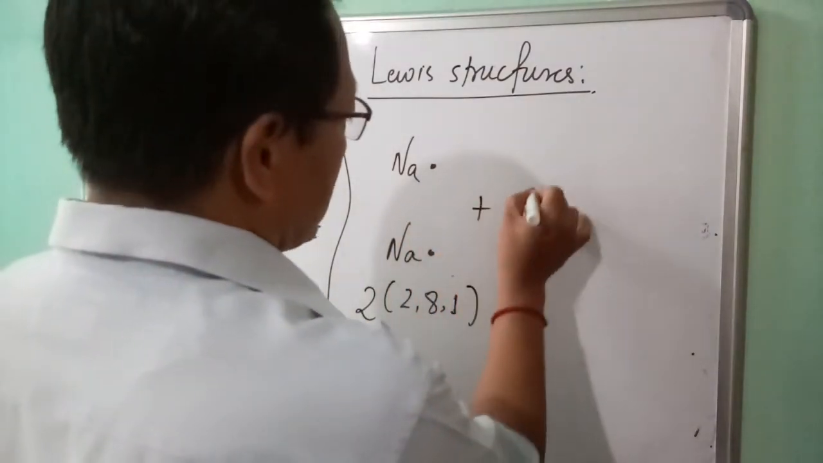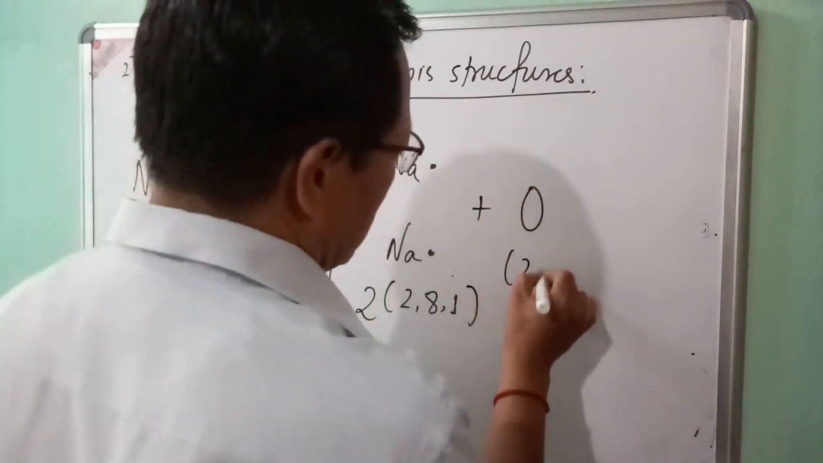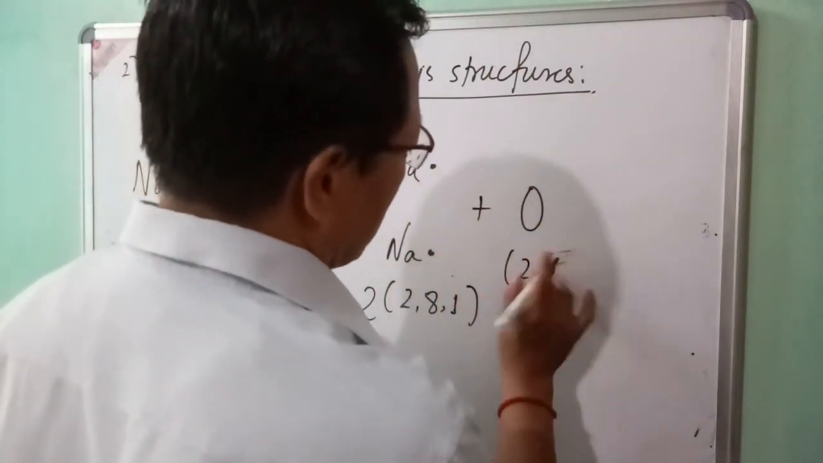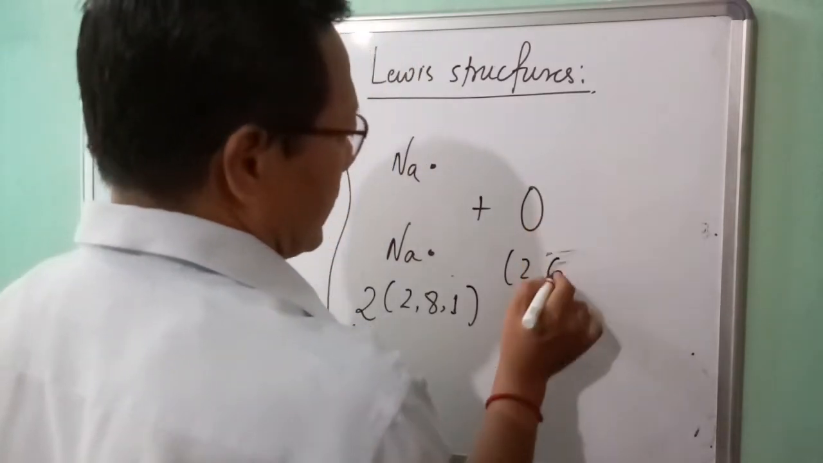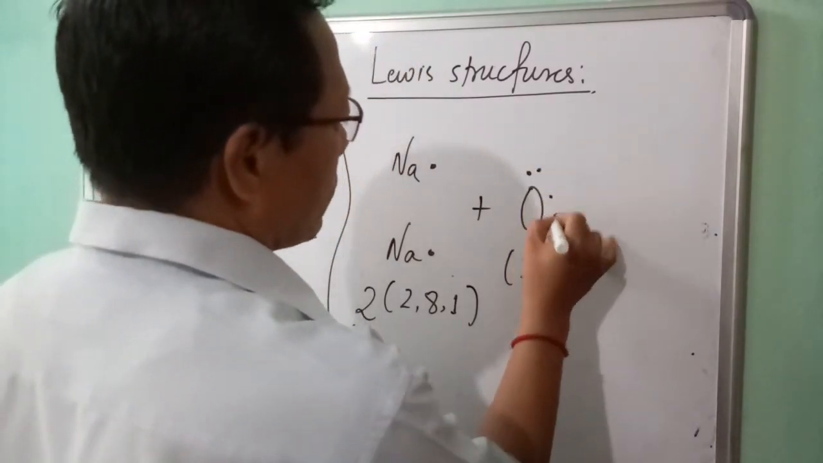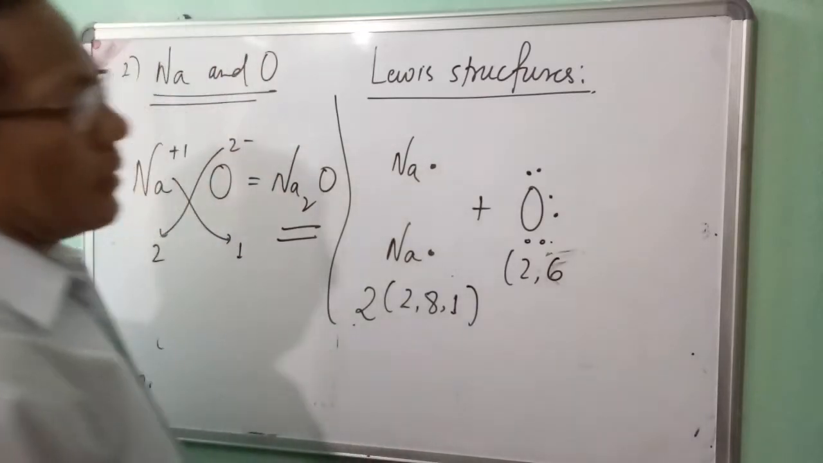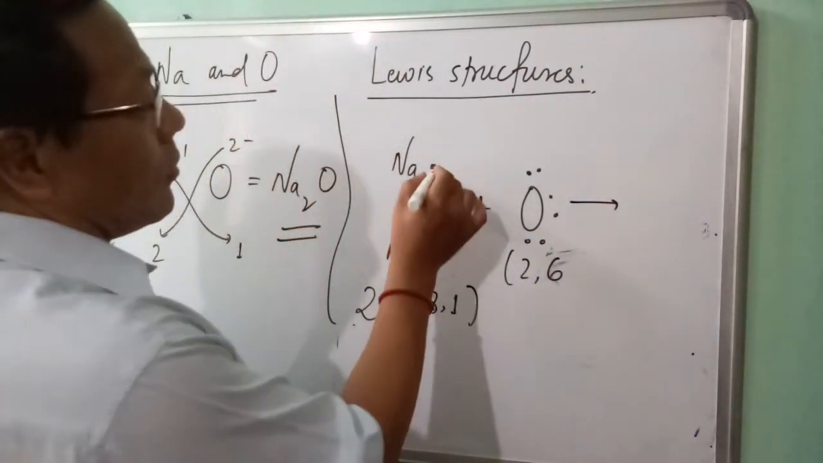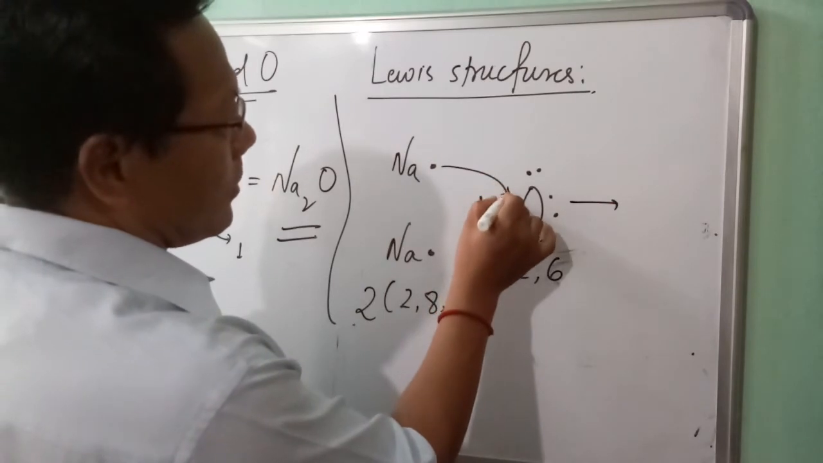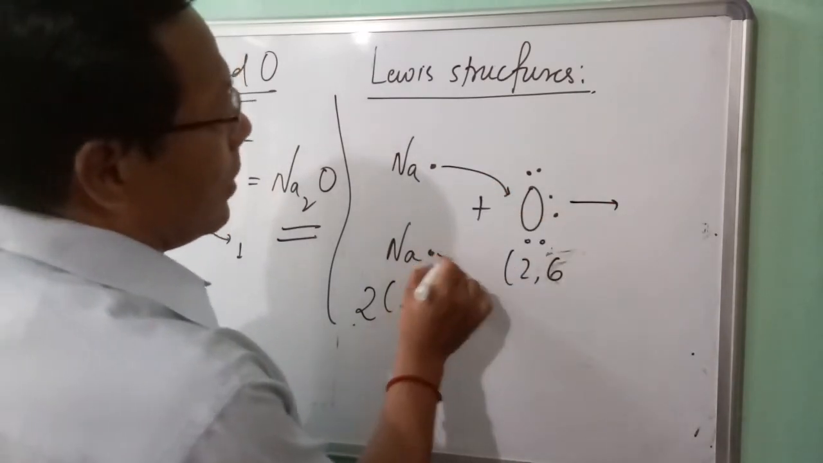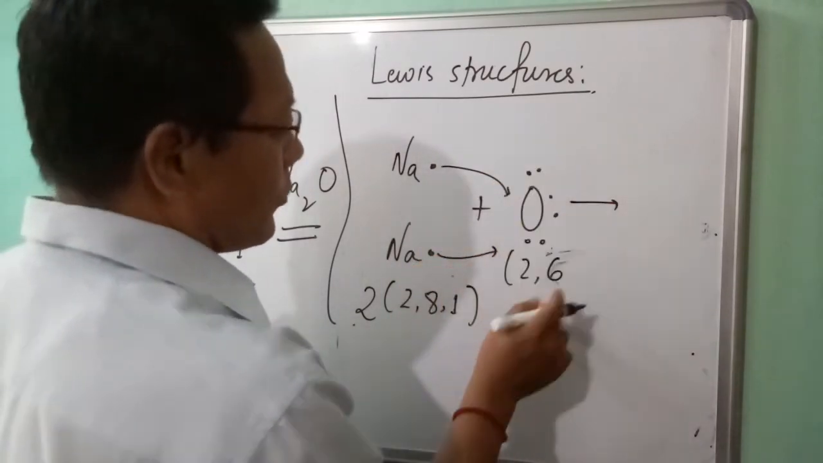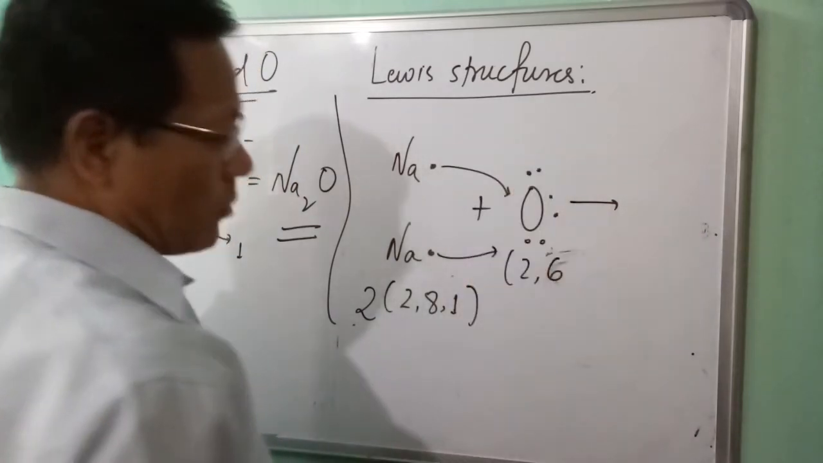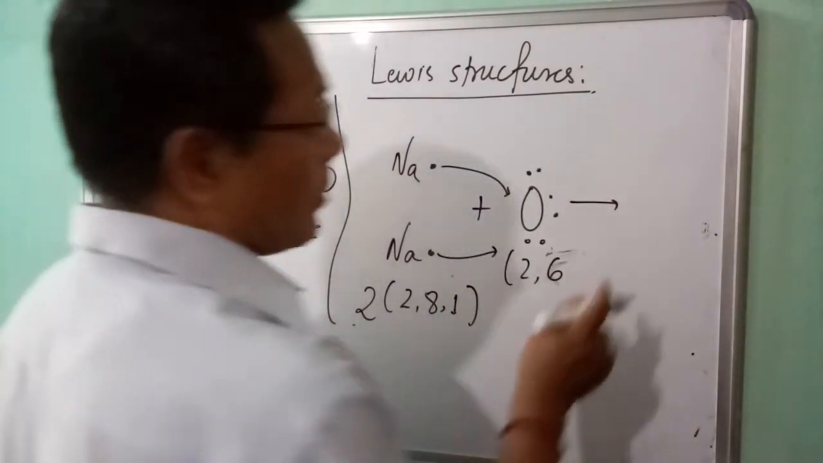And let's draw the Lewis structure of oxygen. Oxygen is 2, 6, so it has 6 valence electrons, and we put the dots. Sodium will lose 1 electron to get the stable configuration of neon, and oxygen will gain 2 electrons to get the stable configuration of neon.